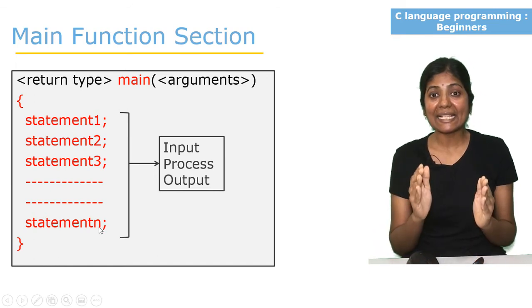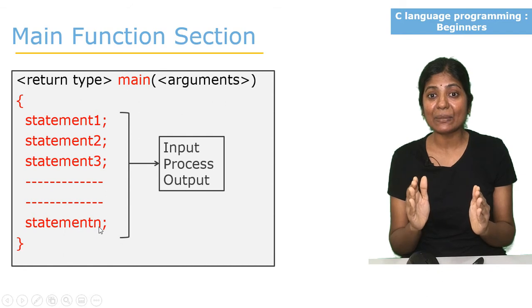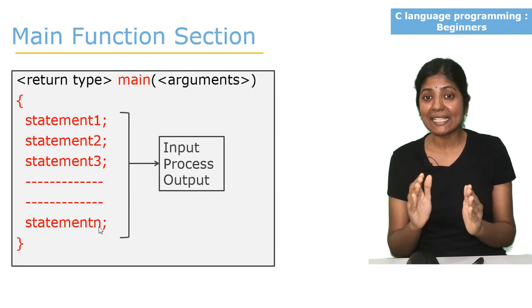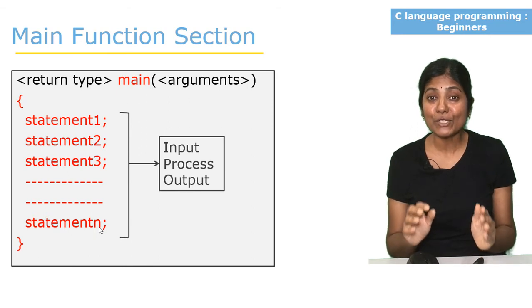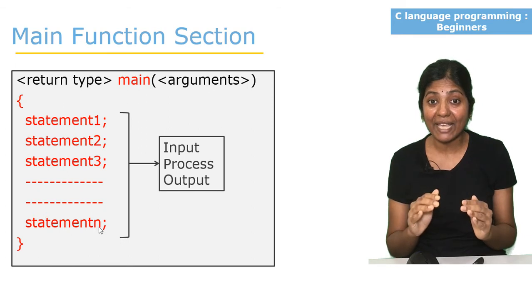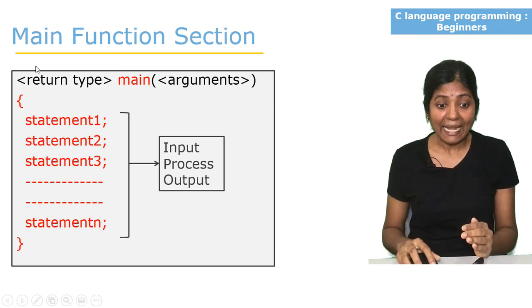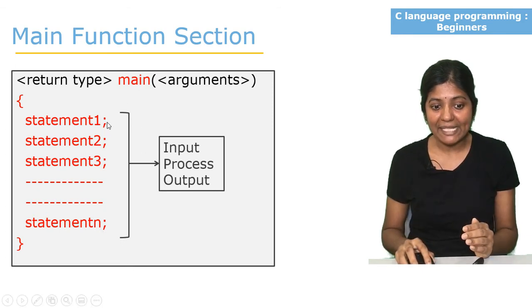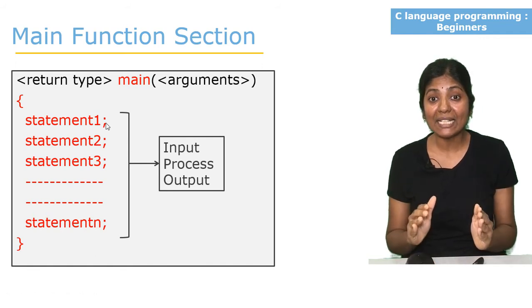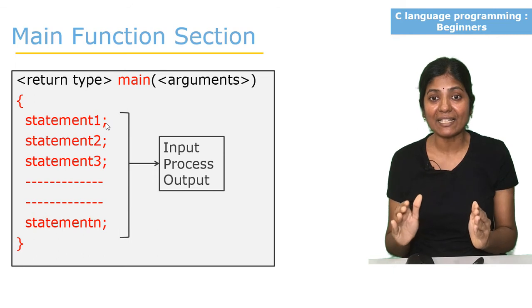I can say a statement is similar to a sentence in English. We know that once the sentence is completed, we will write a full stop to say that it is the end of the sentence. In the same way, in programming, the end of the statement will be represented with this. This is called semicolon. So, semicolon represents the end of the statement.